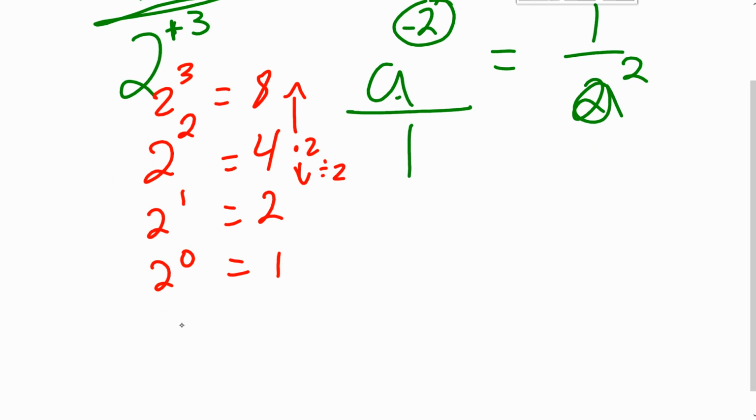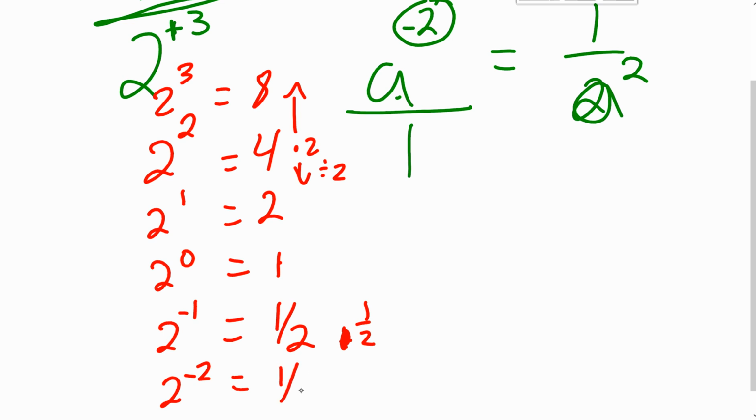So if I go down 1, 2 to the -1, I would take 1 and divide it by 2. 2 to the -2, well, I would take 1/2 and divide that by 2, which is the same as multiplying by 1/2, which is 1/4, which is the same as 1 over 2 raised to the 2. So notice that negative exponent now gets put in the denominator. So I flip the whole thing.